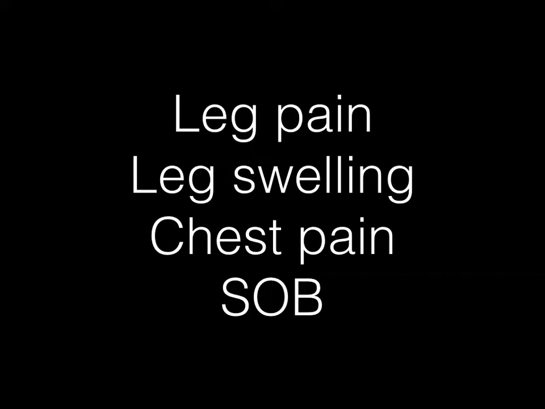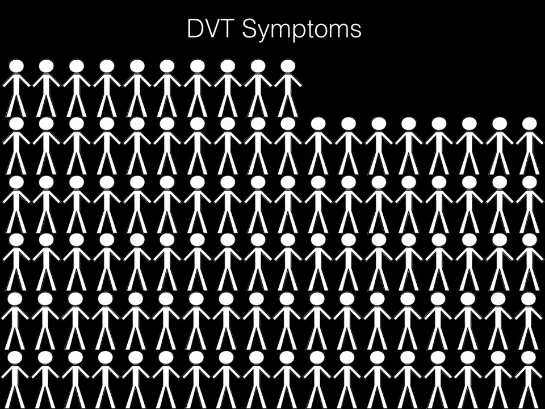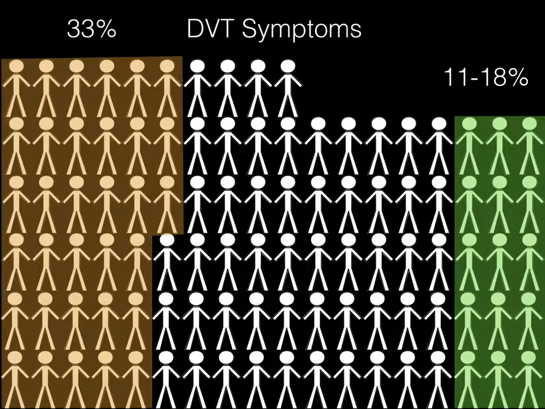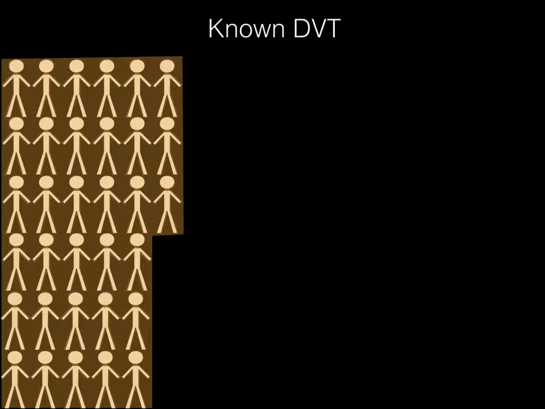Things like leg pain, leg swelling, chest pain, and shortness of breath. Now, say for example, we had someone with DVT symptoms. Well, actually, let's say we had 100 people that had DVT symptoms. If we were to do scans on all 100 people, we're probably going to find DVTs in about a third of them. If we scan everybody else, well, we're going to find a definite diagnosis in probably another 11 to 18%. And then that middle group, well, we're going to be left scratching our heads because we didn't find an exact reason. Now, let's say, though, now we take those 33% that had the symptoms, and now we know that they definitely have a DVT.